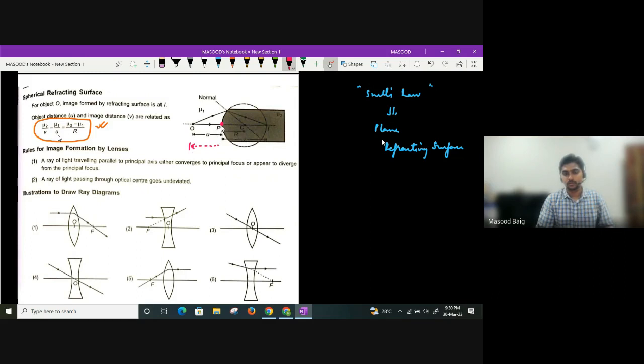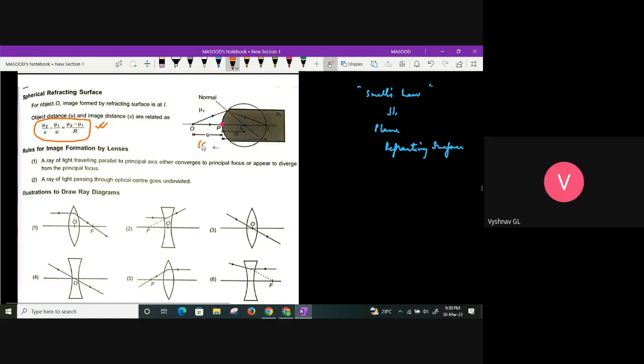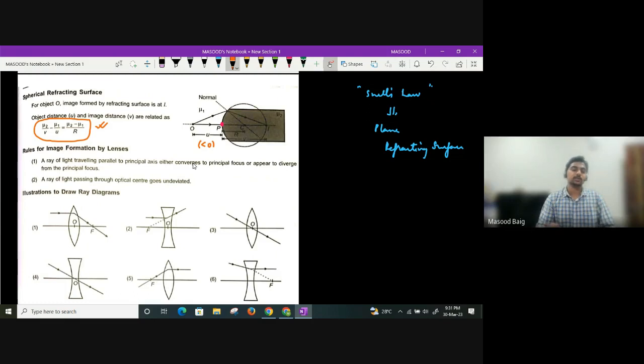Yes or no? All measurements should be taken from the pole or optical center. Is object distance being measured opposite to the direction of incident rays? Incident rays are like this. Is object distance being measured opposite to the direction of incident rays? Yes or no? Yes, sir. So object distance will be taken as negative.